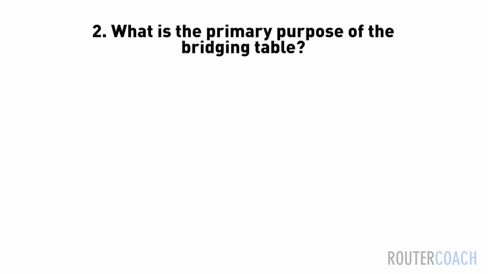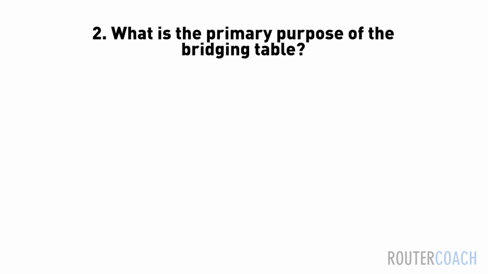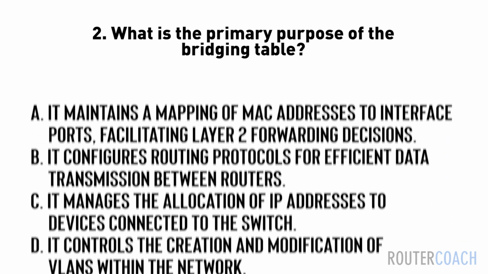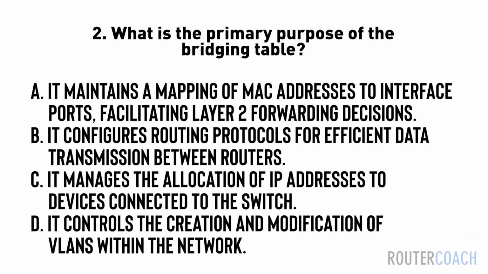Question 2. What is the primary purpose of the bridging table? A. It maintains a mapping of MAC addresses to interface ports, facilitating layer 2 forwarding decisions. B. It configures routing protocols for efficient data transmission between routers. C. It manages the allocation of IP addresses to devices connected to the switch. D. It controls the creation and modification of VLANs within the network.